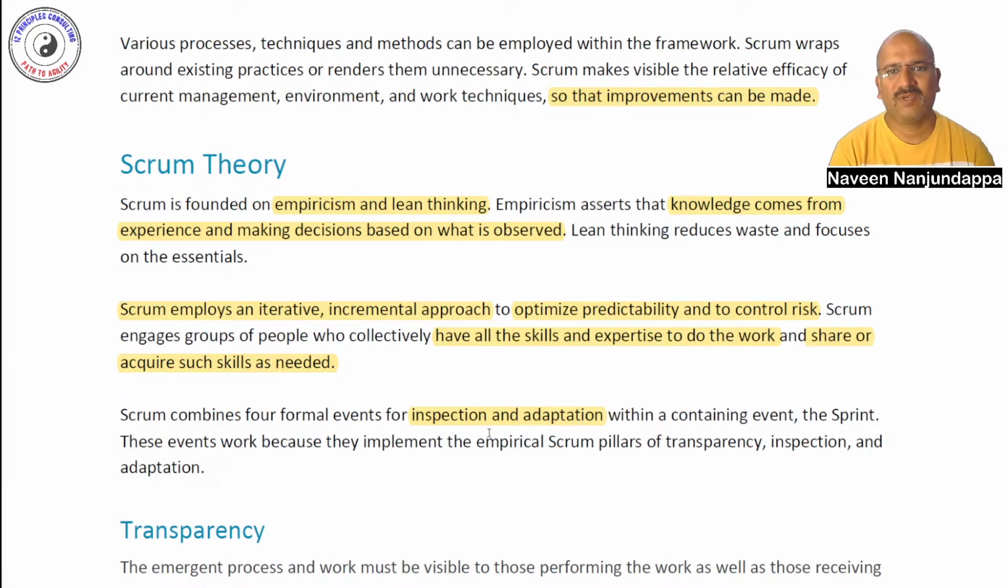In fact, if you remove the words inspection and adaptation from Scrum, then it becomes pure micromanagement. Many people don't have this mindset of inspect and adapt, and they implement waterfall with Scrum terminologies. So just be careful about that.